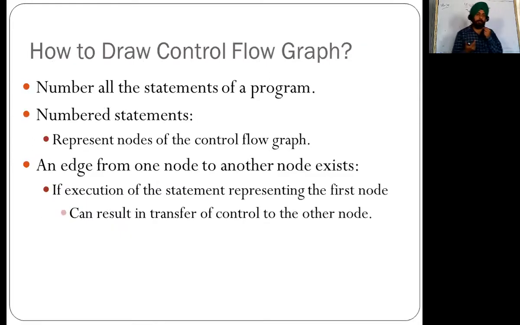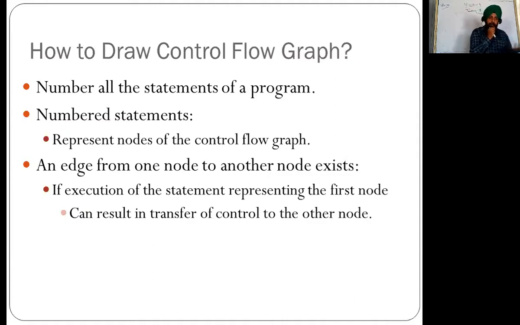Now, how to draw the control flow graph? Just see in an example, what we do is number all the statements of a program. In a previous example I have shown you, with x not equal to y and x greater than y, we numbered the statements 1, 2, 3, 4, 5, 6. Here also the numbered statements are used to represent the nodes of the control flow graph, so each and every statement is represented by a node.